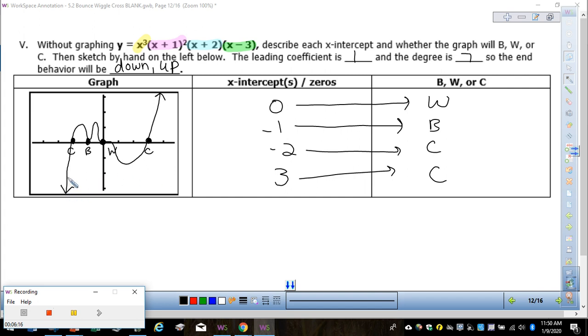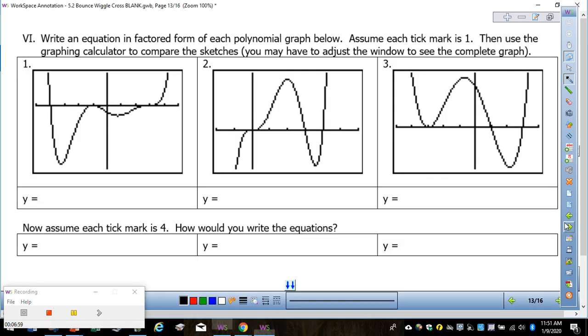So it's going to start down here, cross through -2, turn around, bounces at -1, turn around, wiggles through 0, turns around again to cross through 3. So that's how we can go the other direction to make a sketch of our graph just by looking at the equation.